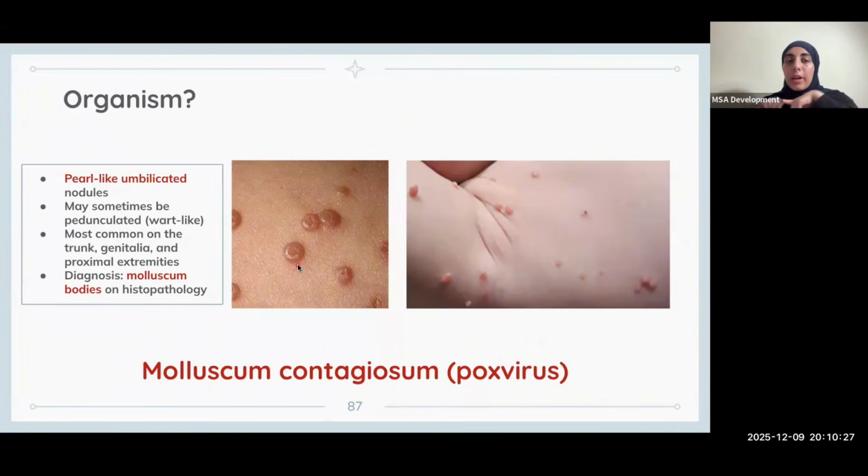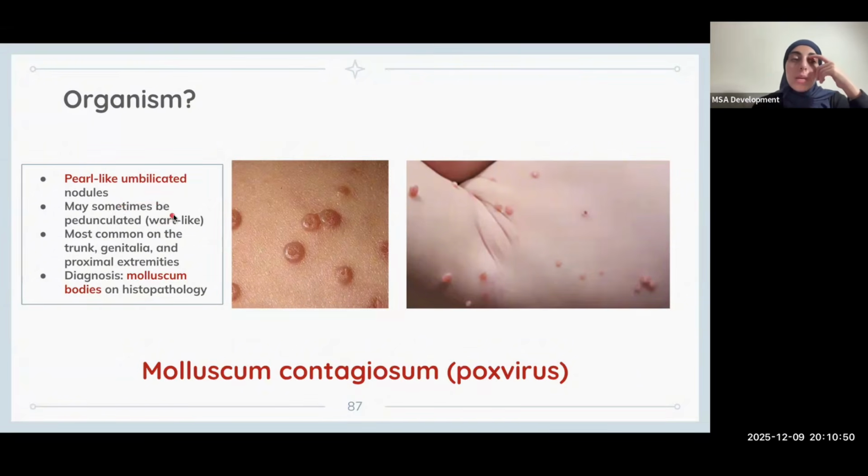So yeah, it's a pearl-like umbilicated nodule, and you should be able to recognize the picture as well as the description. Like if they give you a question and they tell you this child had a pearl-like umbilicated nodule, they didn't show you a picture, but they just described it with this exact same description, you should know that this is molluscum contagiosum. It's a very characteristic description of the rash, okay?